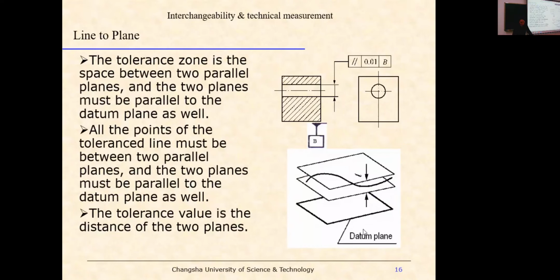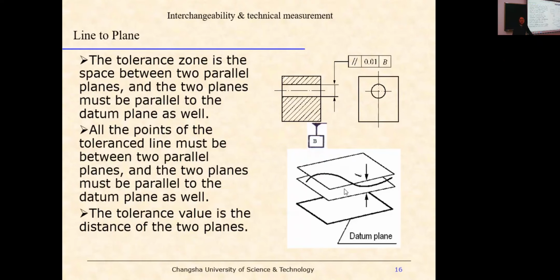This is the axis. This is the plane. The data is here. All the points of the tolerance line must be between two parallel planes. So this is the parallel. This is the data plane. So like this axis, this axis needs to be parallel to two planes.